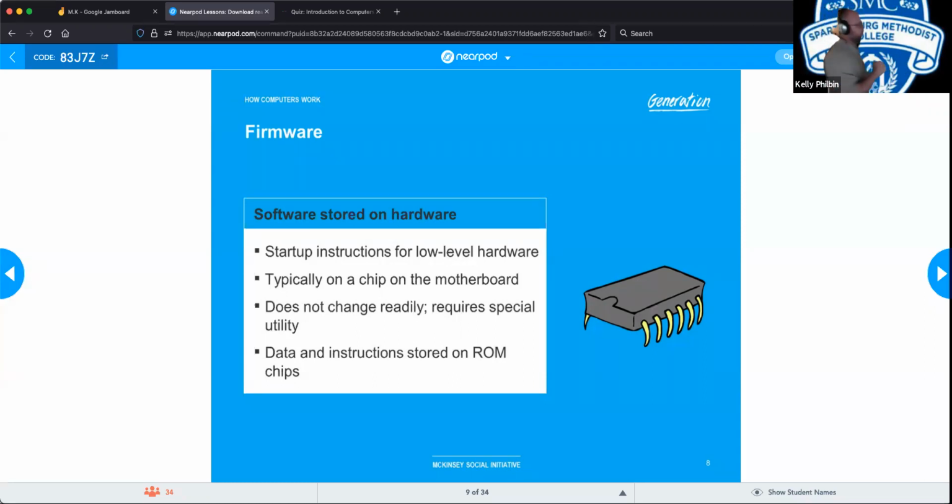Typically this chip is on the motherboard. It is already soldered to the motherboard, so it is physically attached. It's not something that you can just swap out. It does not change readily. You do need a special utility to upgrade the software on it. And I will tell you, updating the BIOS is called flashing the BIOS, and it's one of the more stressful things you can do, because if you interrupt this process at all, you are the proud owner of a very expensive paperweight.